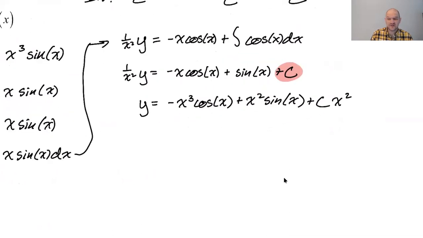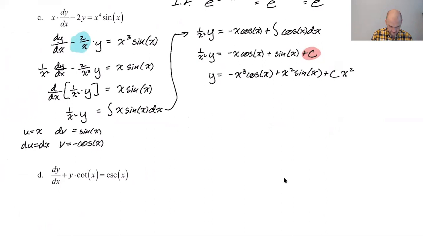This c, when I multiply by x squared, doesn't absorb x squared. So I actually need to put c times x squared. And then if I had an initial condition, I would solve for it. Huge mistake. Do not make that mistake. Don't do what I just did. All right, let's see if the rest of these go better.